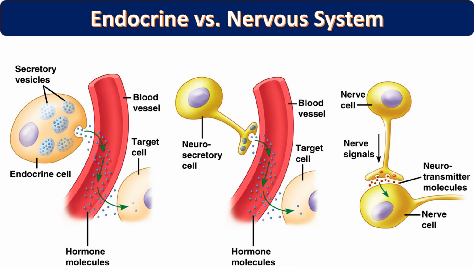Now there are some similarities between the endocrine system and the nervous system. Like in the endocrine system, we have seen the secretion of the endocrine cells goes directly into the blood circulation, not through a channel. Similarly, in the nervous system, the neurosecretory cells release their secretions directly into the blood circulation. Or at a synapse, the secretions are not through any channel, they are in the synaptic cleft. So there are a number of similarities and dissimilarities between the endocrine system and the nervous system.